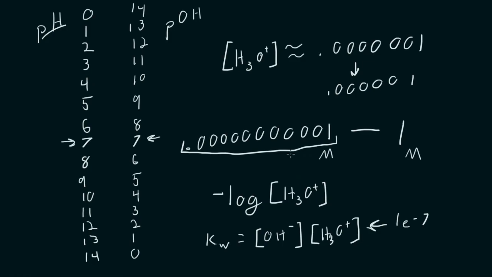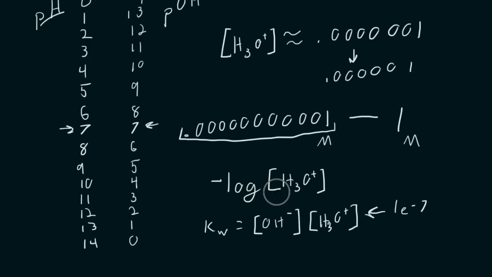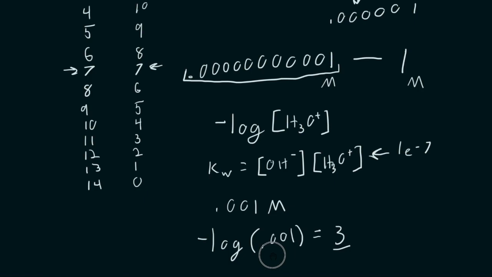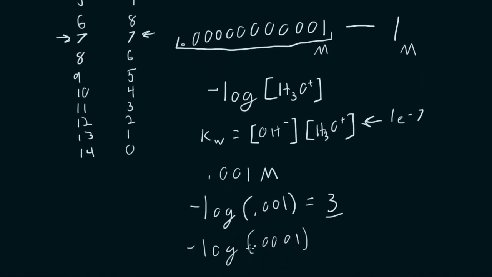But if I start to add a bunch of acid, let's just say I added enough acid to make a 0.001 molar solution. Well, then I'm going to take the negative log of 0.001, and that's going to give me a pH of 3. So if I have a 0.001 molar solution of an acid, it's going to have a pH of 3. If I have a 0.0001 molar concentration, that's going to give me a 4.